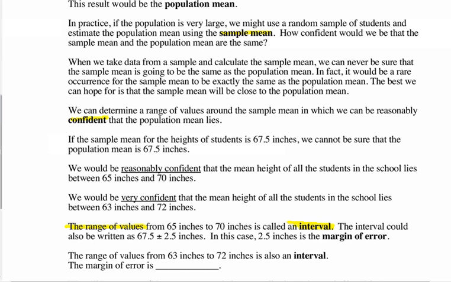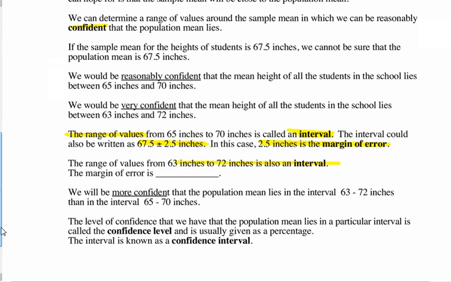The interval can be written as 67.5 plus or minus 2.5 inches. The 2.5 inches is what we call the margin of error. The range of values from 63 to 72 inches is also called an interval. So what would be the margin of error? Your question would be, what's halfway between 63 and 72? Well, what's the difference between 63 and 72? 72 minus 63 gives us 9.